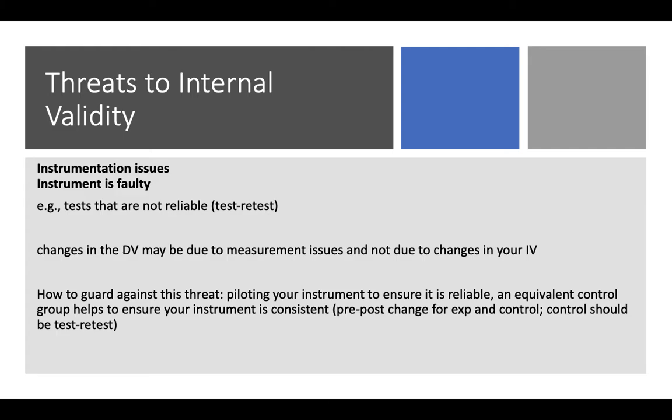This is most likely a faulty instrument, so meaning our tests are not reliable. Changes in our dependent variable may be due to the measurement instrument and not to the changes in your independent variable. The best way to guard against this is by piloting your measure. So this means testing your measure on a separate group of people before your study to ensure that it works as it should. You can also ensure that you have an equivalent control group.